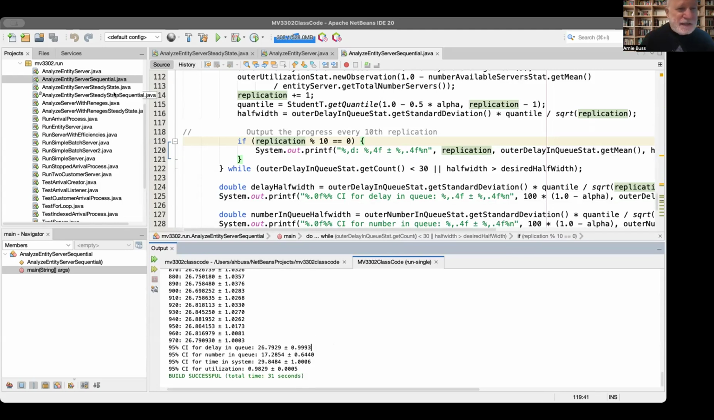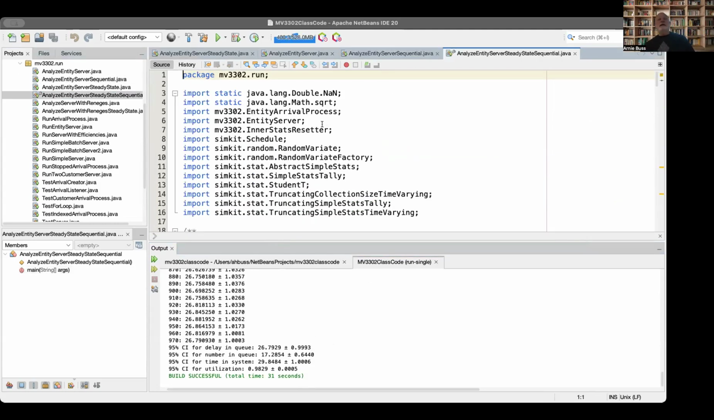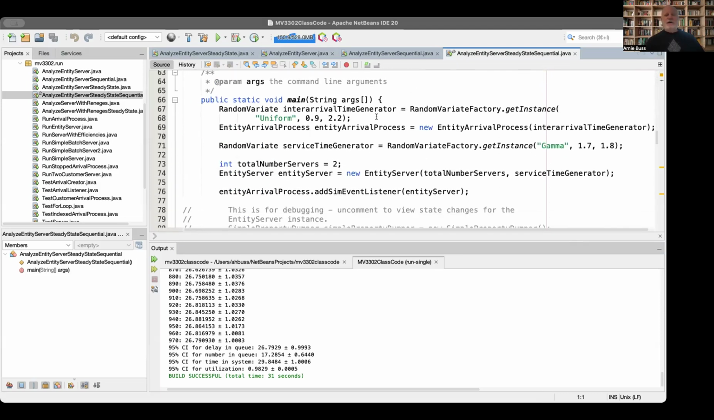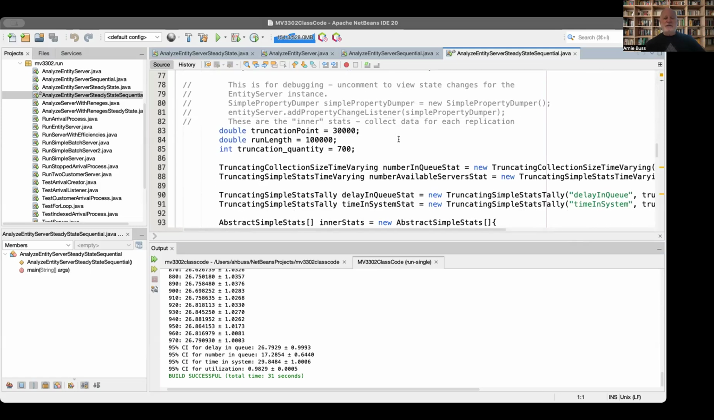Now, what about steady state? The same principle applies for steady state, except we have to do the whole steady state setup again. So here we are, setting up the simulation itself.